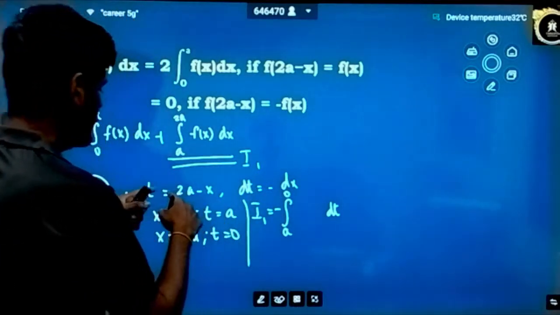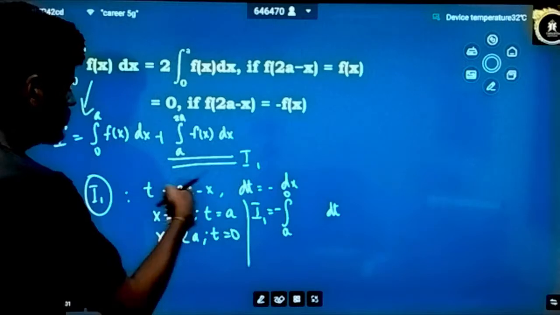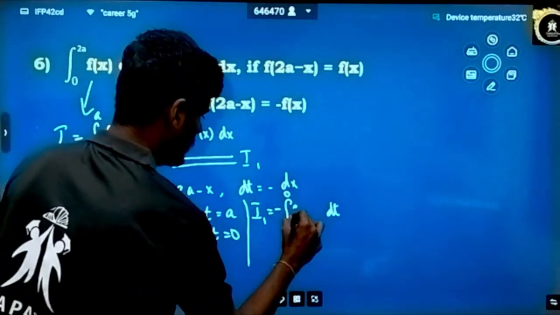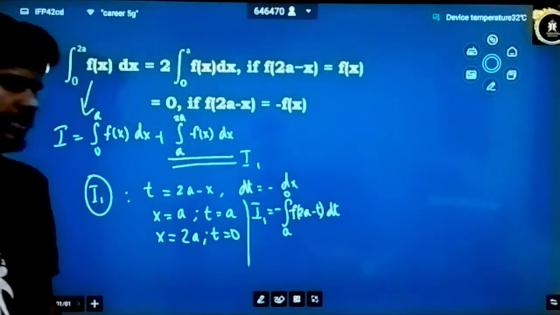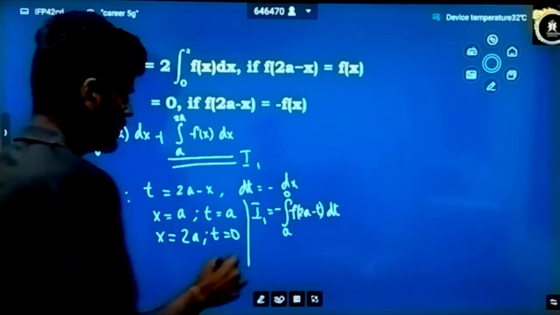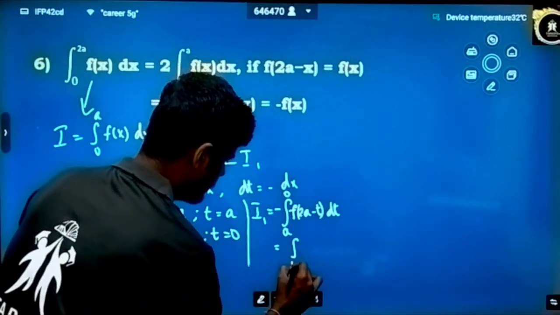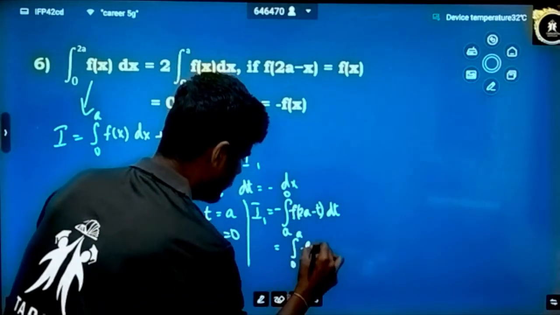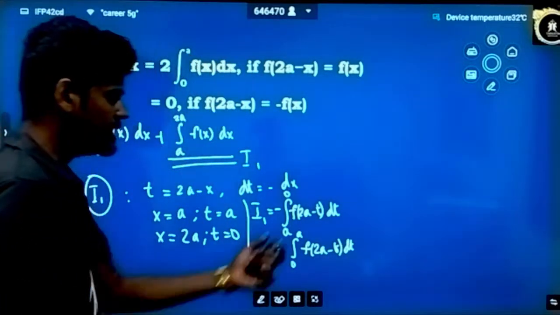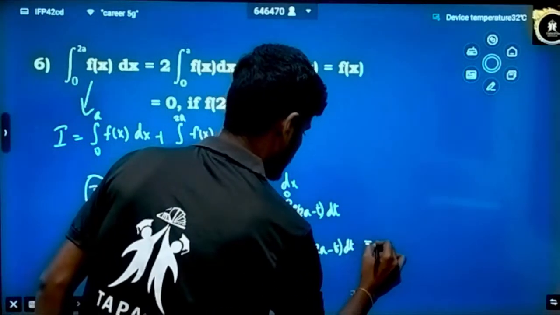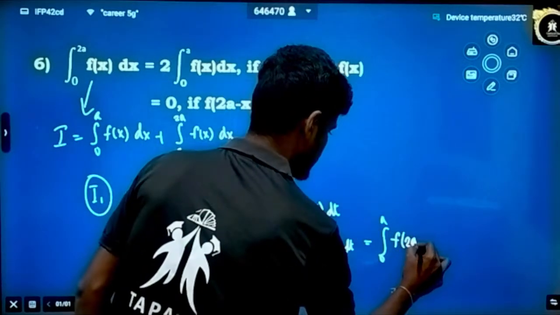Then f of what is the value? 2a minus x is t. So how to write this? x is equal to 2a minus t. So f of 2a minus t dt. Now this can be written as, after changing the limits, the integral between 0 to a of f of 2a minus t dt. Again this is equal to the integral from 0 to a of f of 2a minus x dx.